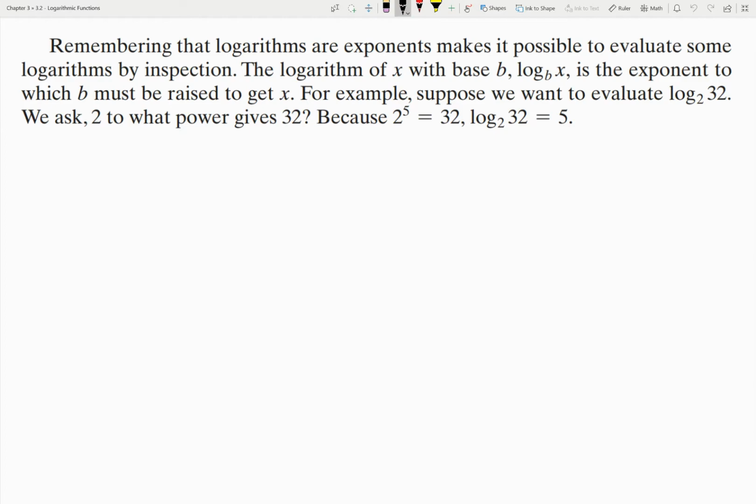So remembering that logarithms are exponents makes it possible to evaluate some logarithms by inspection. Okay? And as you start to get a little more used to logarithms, this becomes a little bit easier. So the logarithm of x with base b, log base b of x, the answer is the exponent. It's the exponent that takes you from b and gives you x. So for example, log base 2 of 32 is what power does it take you to go from 2 to 32? And it is 5, because 2 to the 5th is 32.